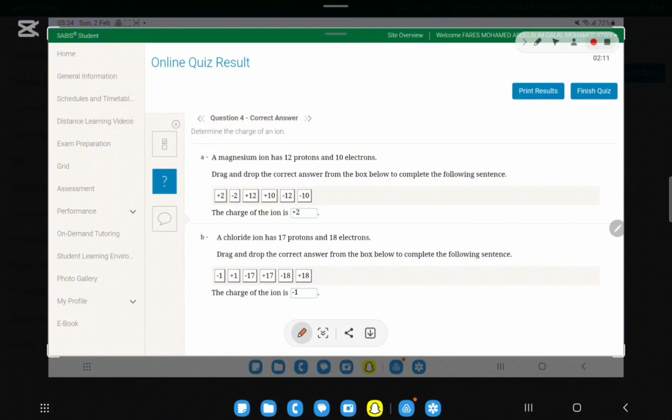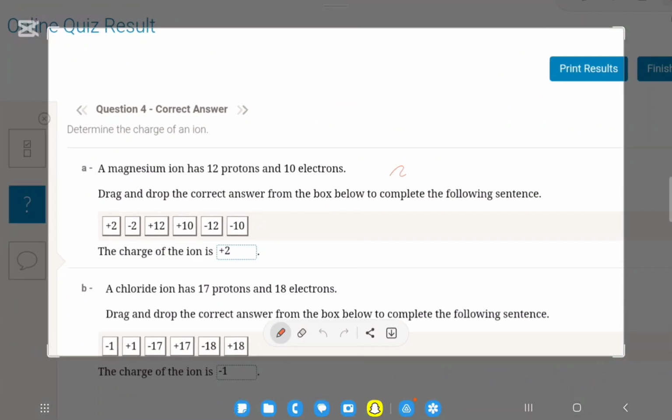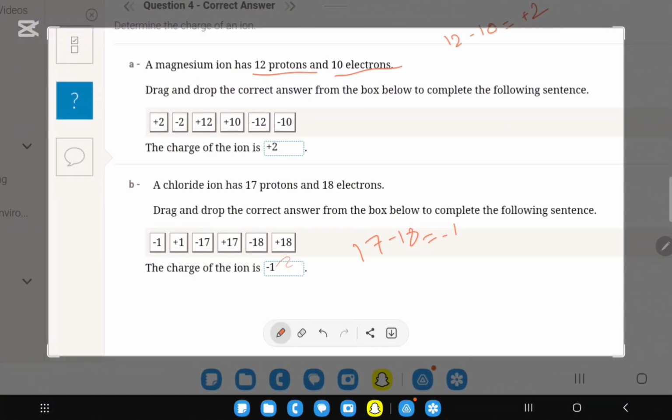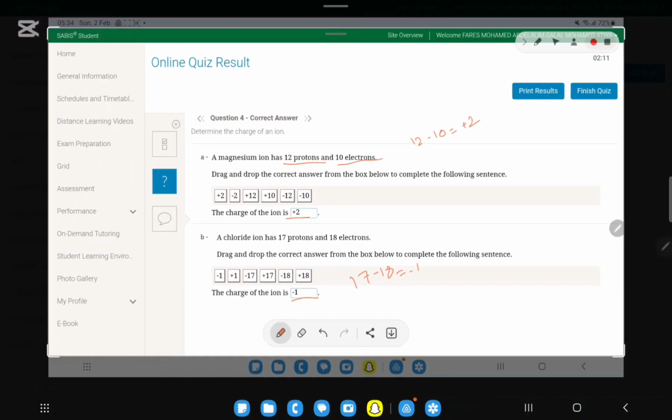And to find the charge of an ion, you do protons minus electrons. We have 12 protons, 10 electrons, 12 minus 10 is +2. 17 protons, 18 electrons, is -1. That's how you get the charge of an ion. See, ions can be positively or negatively charged, but atoms, the charge is 0, they're electrically neutral.